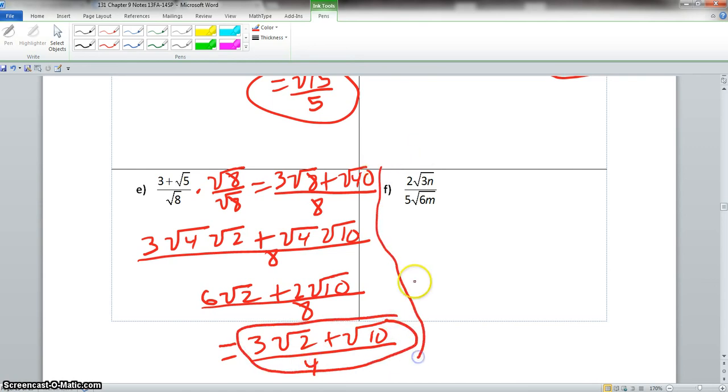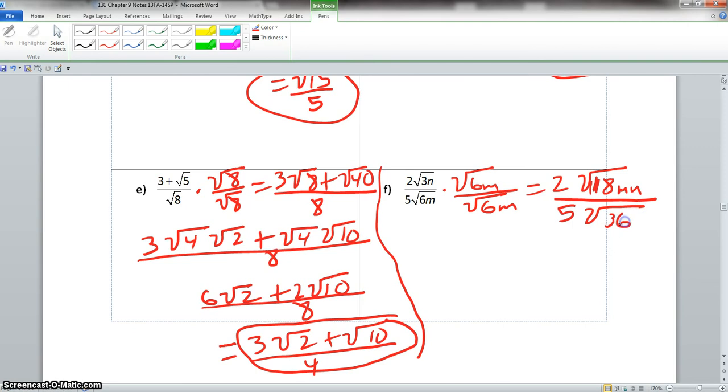Now we come here to f. If you notice here in our denominator, we have the square root of 6m. To get rid of that radical, we'll multiply the square root of 6m to our numerator and denominator. So this will give us 2 times the square root of 18mn all over 5 times the square root of 36m squared.